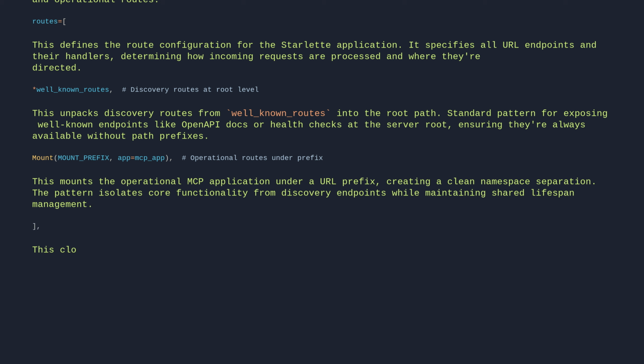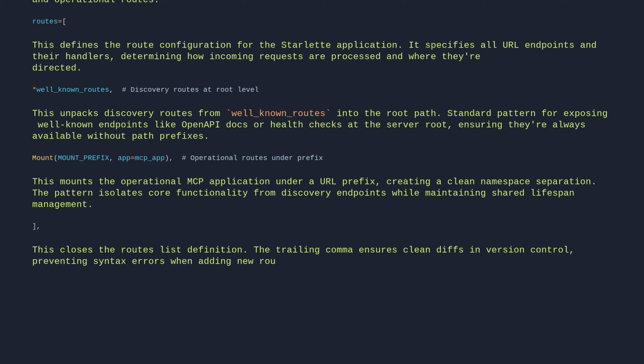This closes the routes list definition. The trailing comma ensures clean diffs in version control, preventing syntax errors when adding new routes later.